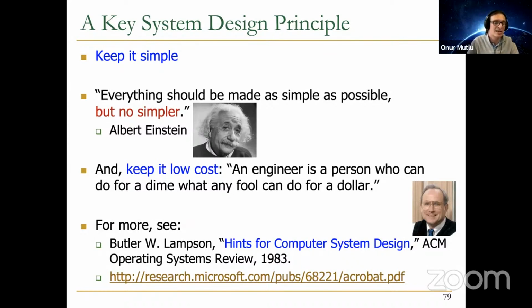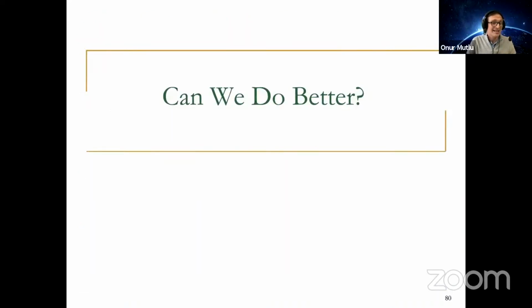So it's a good article to take a look at. Okay, with that, I think I will ask the question, can we do better than a single cycle microarchitecture? That will bring us to multi-cycle microarchitectures.